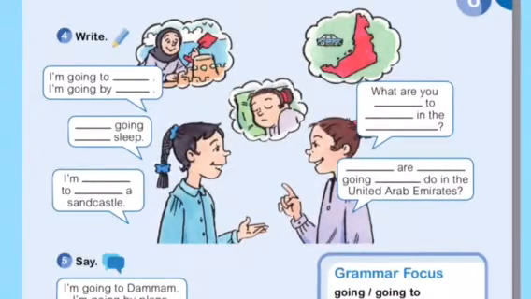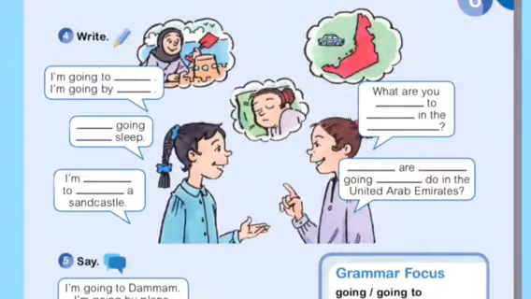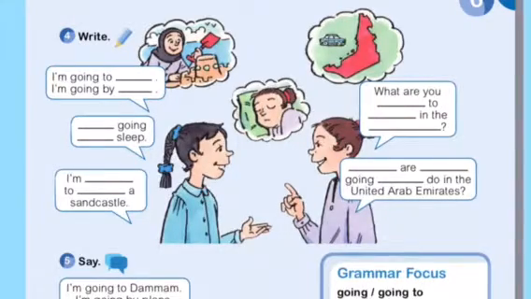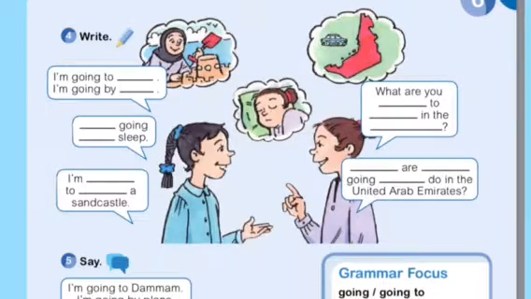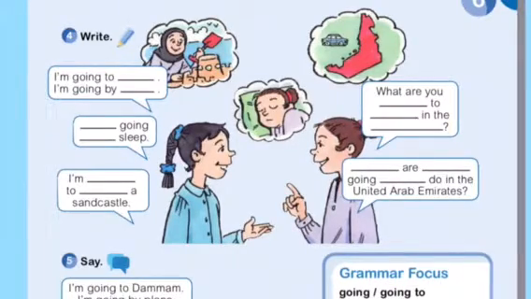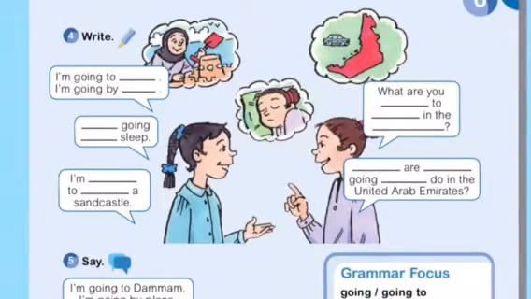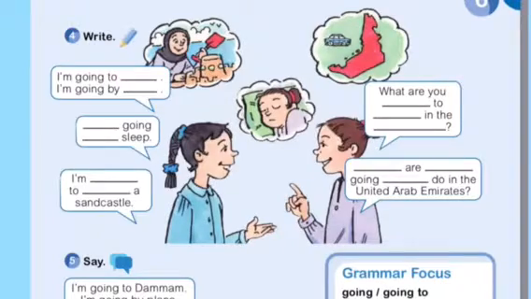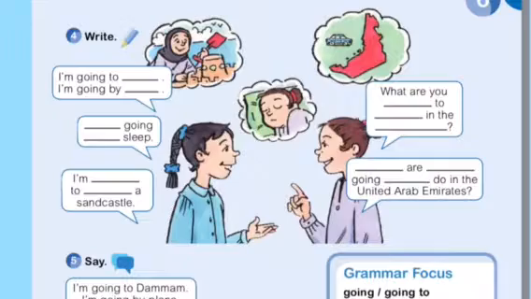Again, we will repeat. So here, I'm going to the United Arab Emirates. I'm going by car. What are you going to do in the car? I'm going to sleep. What are you going to do in the United Arab Emirates? I'm going to make a sand castle.